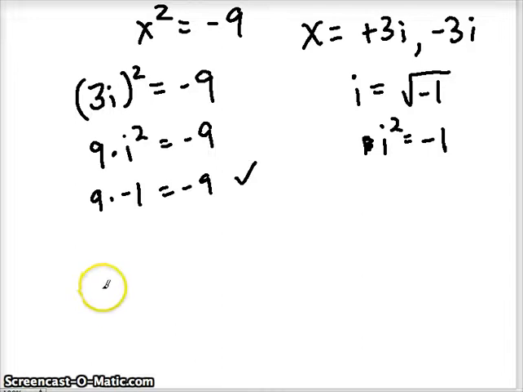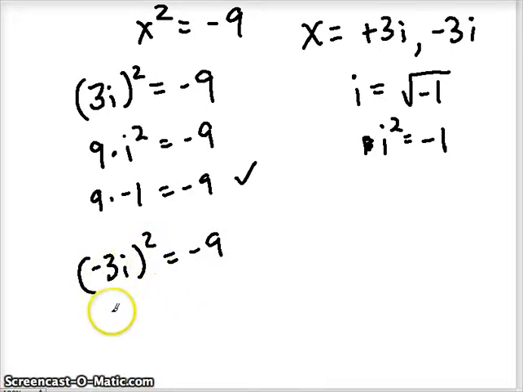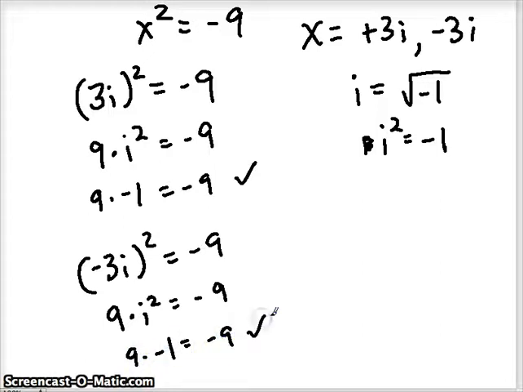Let's try the negative 3i. If we square that, does it equal negative 9? Well, negative 3 squared is negative 3 times negative 3. That's a positive 9. And i squared is i squared. And if you remember, i squared is negative 1. So this is really 9 times negative 1. Well, that equals negative 9 as well. So that's why we got two answers, two imaginary answers. And we just used this new definition of i squared equals negative 1 to check it.